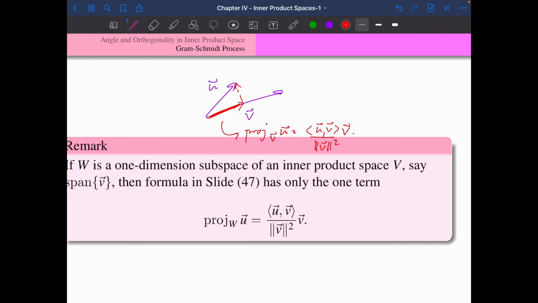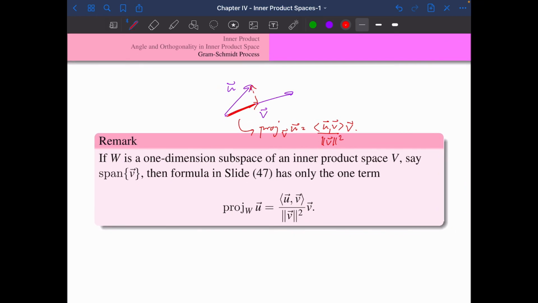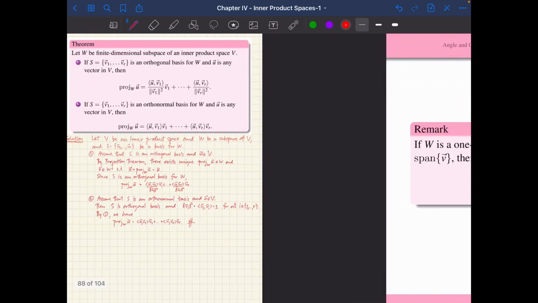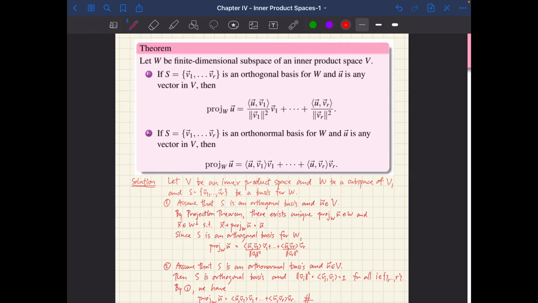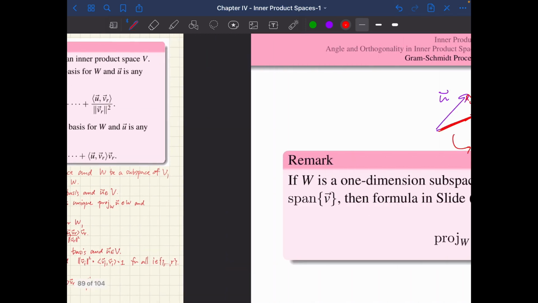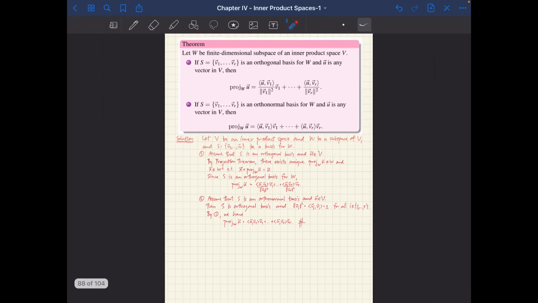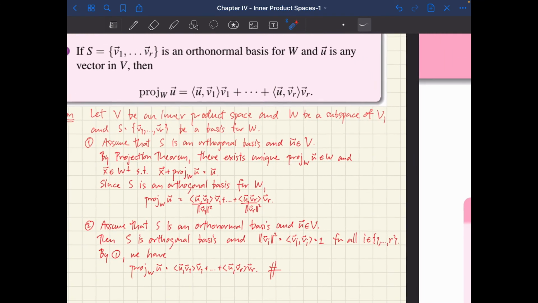Okay, so what does it mean? It means that the formula from the previous slide, from the previous theorem, is the general formula for the vector space. And so we can find the projection, right? So what about the orthogonal complement? Can we find the orthogonal complement of the vector u? So how to find it?